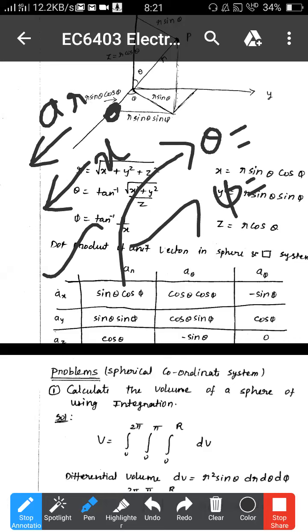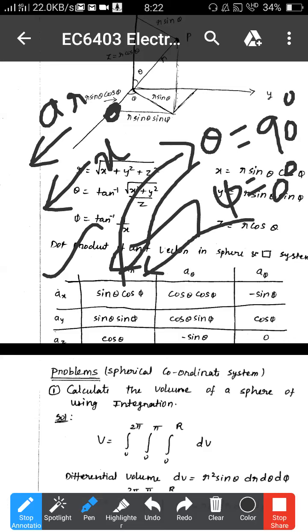I already told you. Once you choose a point on the x-axis, your theta is 90 degrees, because the angle has to be measured from the z-axis. Then phi will be measured from the x-axis only. Since you are on the x-axis, it is 0 degrees. Once you substitute these values, sin theta at 90 degrees is 1 and cos 0 is 1, so you get the same physical answer.